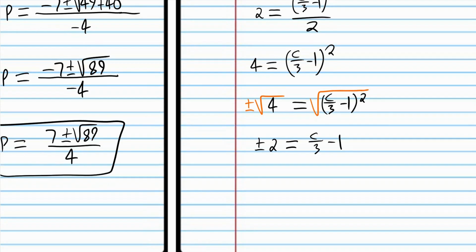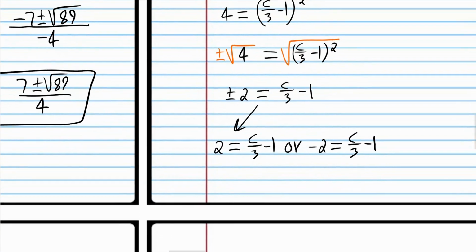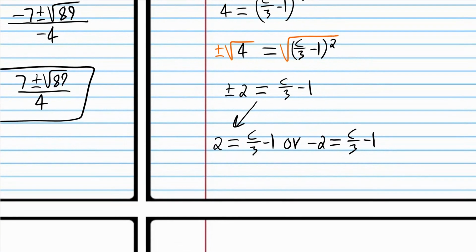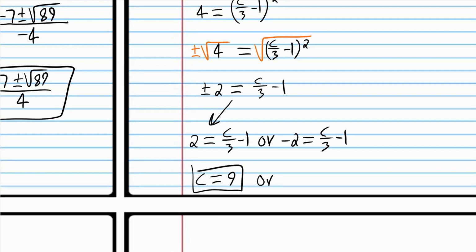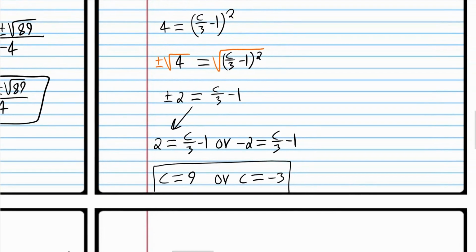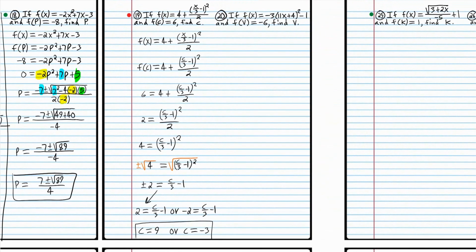So now we have two different scenarios. We have positive 2 is equal to c over 3 minus 1, but we also have negative 2 is equal to c over 3 minus 1. So now if we solve for c in this first equation, we get 9. And if we solve for c in the second equation, we get negative 3. So those are the two answers. So we had to solve an equation with a square.